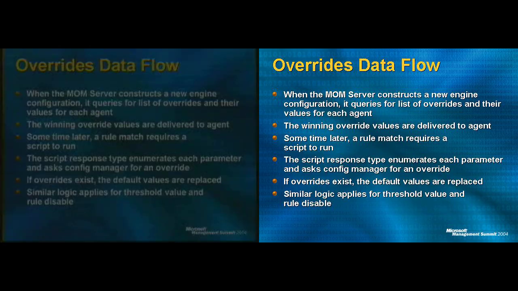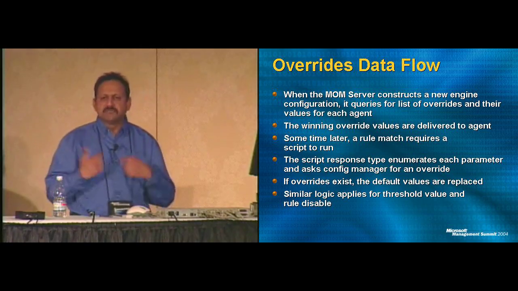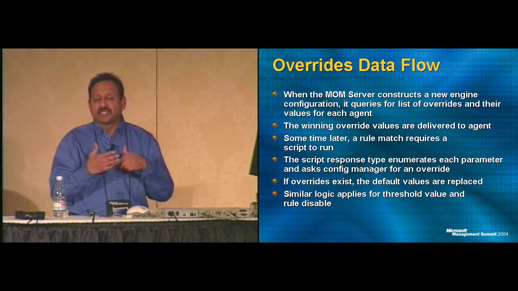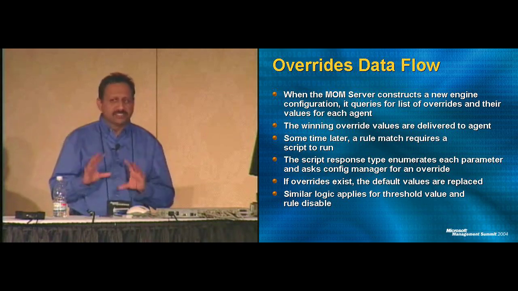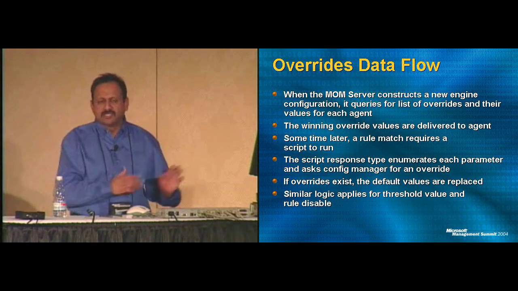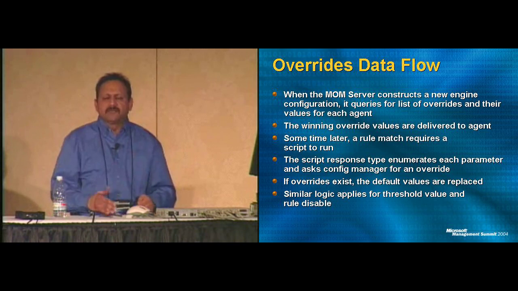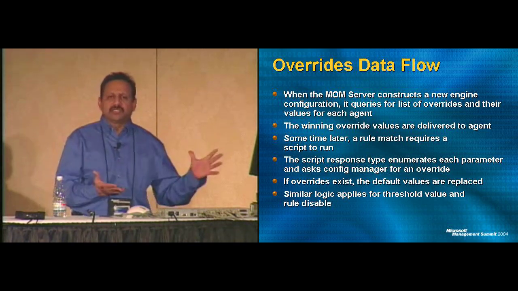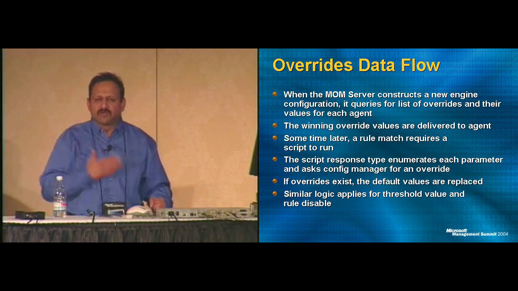So how does that work? When the MOM management server constructs a new engine configuration for an agent, it also enumerates all the overrides that apply to that agent. And it sends down the winning sets. And the winning is based on the order of precedence of an override. An override is nothing but a name-value pair as far as the configuration is concerned. So this set of overrides now lands on the agent. And the agent otherwise gets the right set of rules and is merrily chugging along, going through the workflow processing.